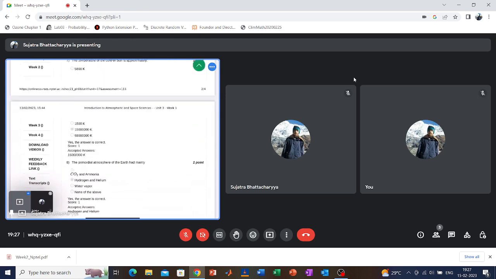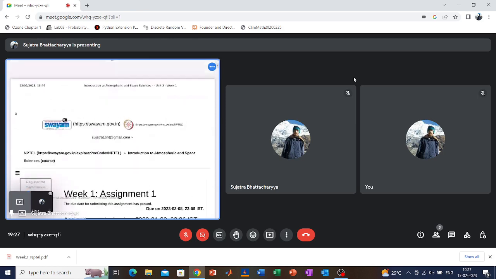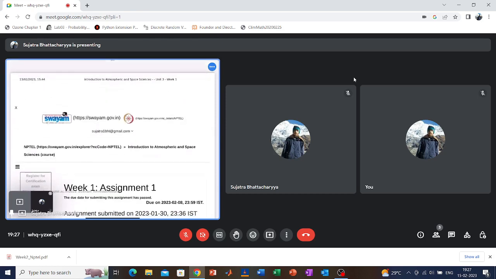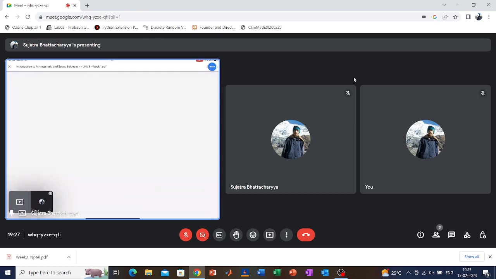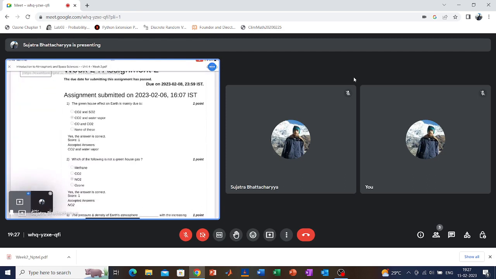Okay, so now I go to the second assignment. Greenhouse effect on the earth is mainly due to the carbon dioxide and water vapor. Sulfur dioxide is not a greenhouse gas. Carbon monoxide is also not a greenhouse gas. So carbon dioxide and water vapor is the correct option.